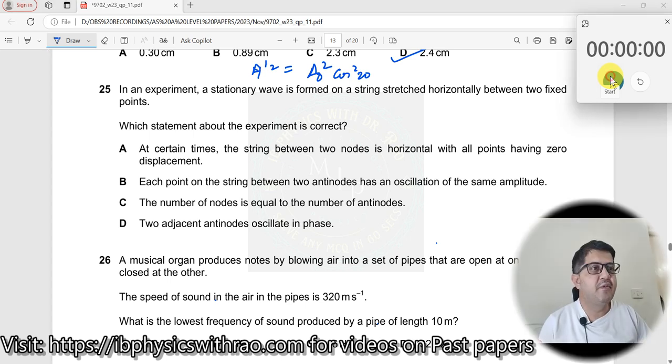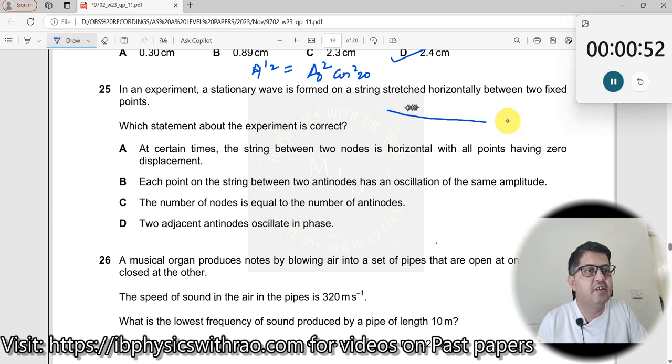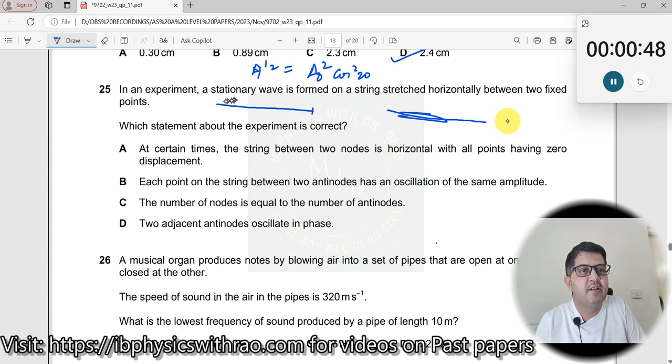Question number 25. In an experiment, a stationary wave is formed on a string stretched horizontally between two fixed points. So you have two fixed points, and between them there's a stationary wave over here. A stationary wave has been set up. At certain times, the string between the two nodes is horizontal with all points having zero displacement. Sometimes what happens is all of them are having zero displacement.